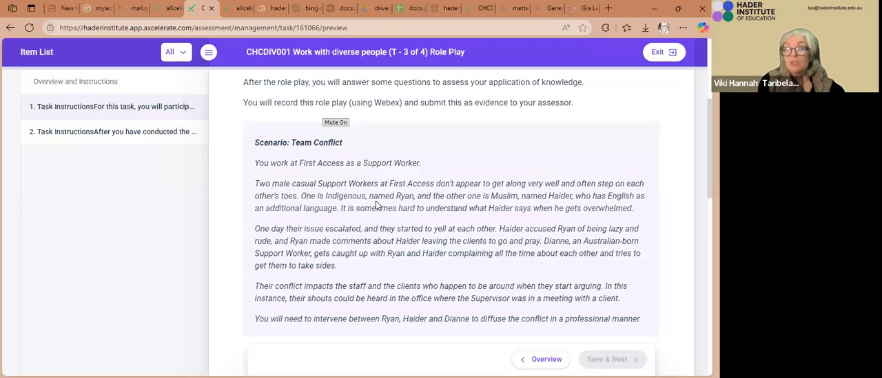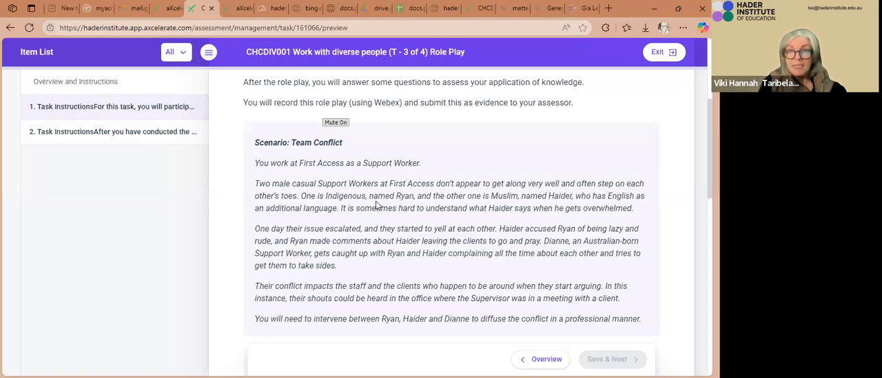One day, their issue just escalated, got heated, and they started to yell at each other, so raised voices, and Hader accused Ryan of being lazy and rude. And Ryan made comments about Hader leaving the clients to go and pray. Diane, another staff member, an Australian-born support worker, gets caught up with Ryan and Hader complaining all the time about each other and tries to get them to take sides or join each other.